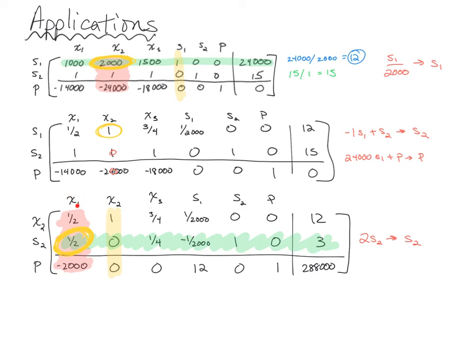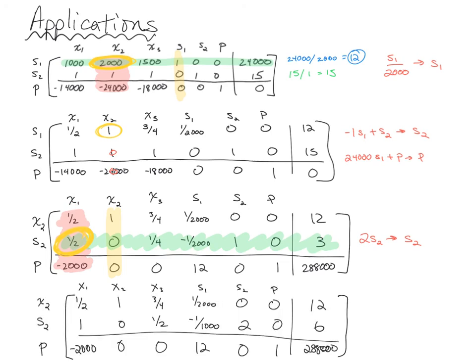The entering variable will be x sub 1, and the exiting variable will be s sub 2, because we're going to essentially move this column here with the 1 in the middle of it, this basic variable column, to be under x sub 1. So here's row S2 being multiplied by 2. We have our 1 where we need it to be: 1/4 turned into 1/2, negative 1 over 2,000 became negative 1 over 1,000, 1 became 2, 3 became 6. Pretty simple.